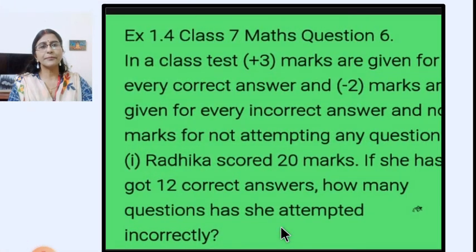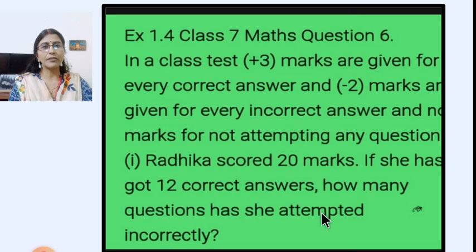Now this is a word problem of the same exercise, question number 6. In a class test, plus 3 marks are given for every correct answer and minus 2 marks are given for every incorrect answer, and no mark for not attempting any question. So this is the condition. Now first, Radhika scored 20 marks. If she has got 12 correct answers, how many questions has she attempted incorrectly?